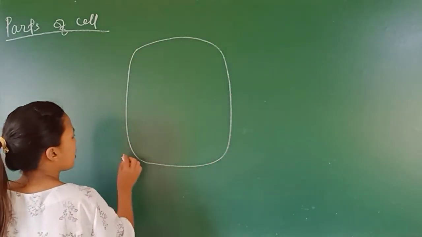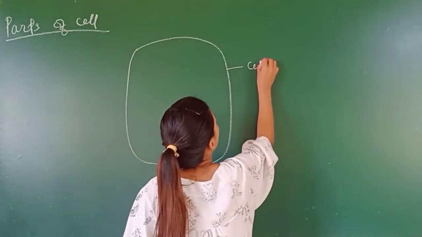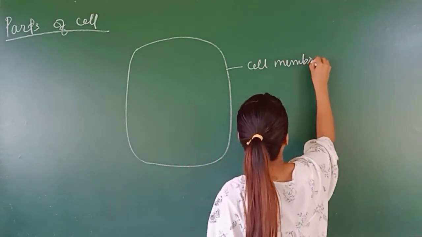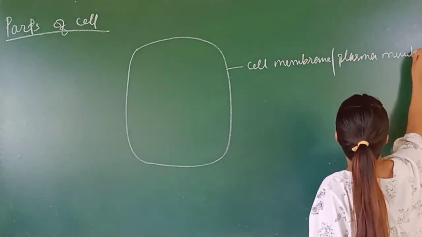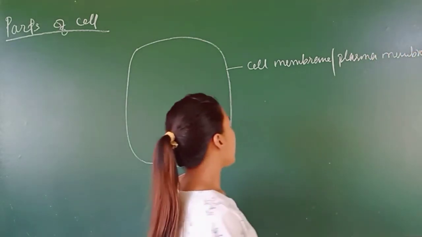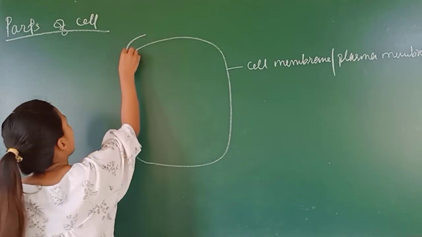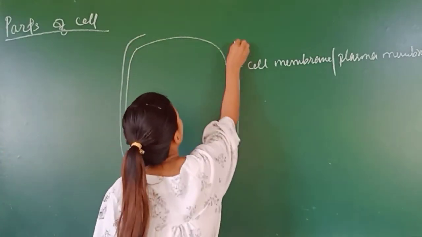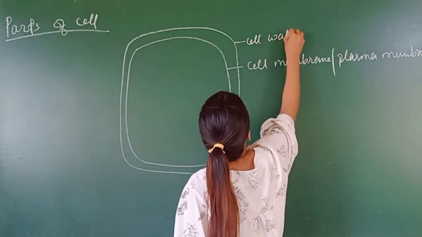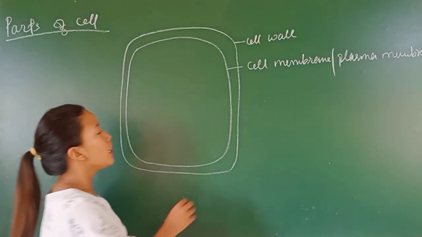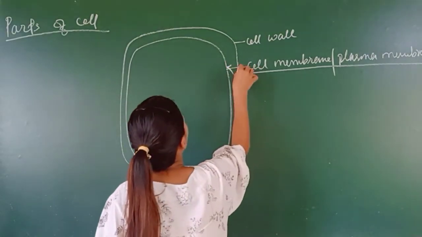Now suppose this is a cell. This is the outermost covering of the cell, and this is known as the cell membrane, or plasma membrane. Now in some cells, for example plant cells, you have an additional layer outside this cell membrane called the cell wall. We will talk about this later also, but for now, let us focus on this cell membrane or plasma membrane.